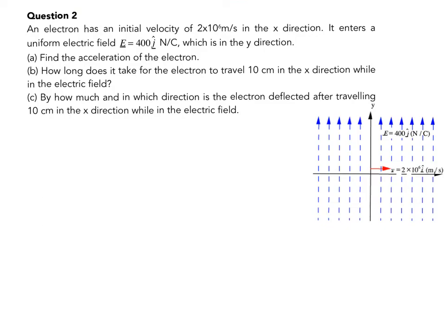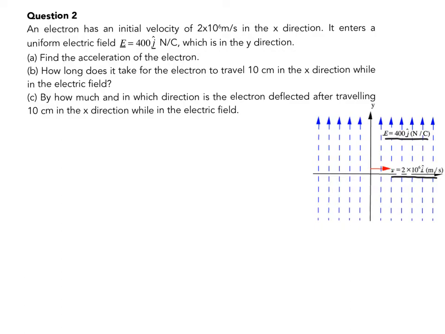Right, we have a charged particle, an electron, with an initial velocity of 2 by 10 to the 6 meters per second in the x direction. So we've got the unit vector for that over here, you can see. It enters a uniform electric field, and the electric field is 400 j newtons per coulomb in the y direction. So you can see the vector for that here. So it's coming in perpendicular to the field.